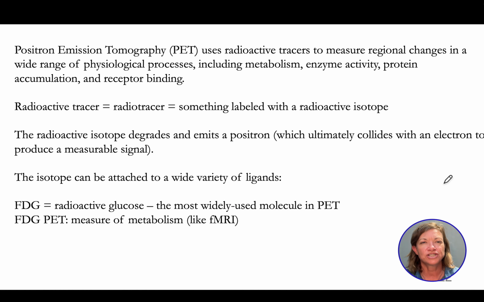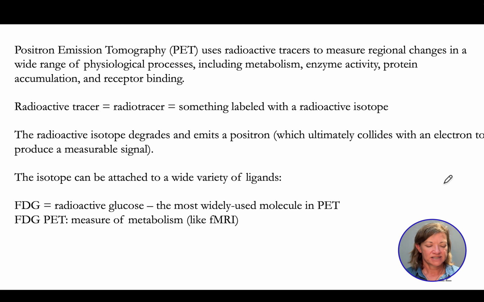Now, positron emission tomography, or PET scanning, uses radioactive tracers. So it's a little more invasive because you have to inject a radioactive tracer into someone, but it's also more specific. You can measure regional changes in a whole bunch of physiological processes. So you can measure metabolism, like fMRI, albeit via a different mechanism. You can also measure enzyme activity and protein accumulation and receptor binding. So it's a more flexible technique, slightly more invasive technique.